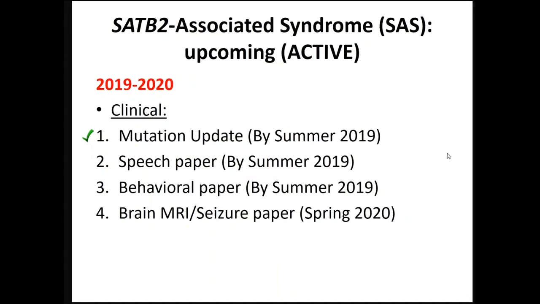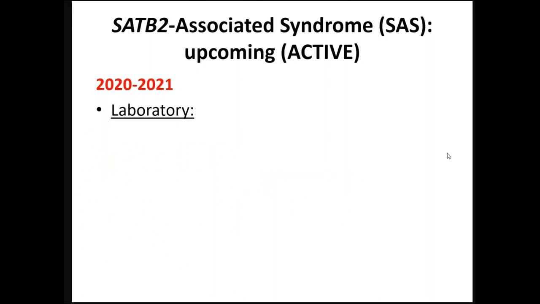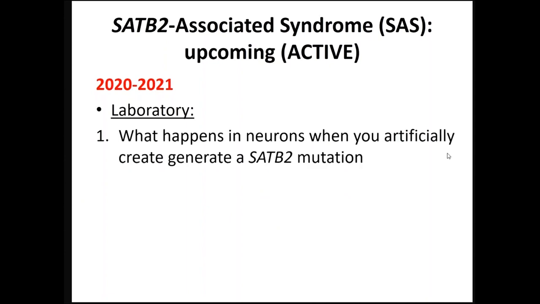We finished our speech paper, we finished our behavioral paper, at least a starting point. Actively working on brain MRI and seizures. Many of you may have received a link from me or asking for help because I identified your child as having seizures, so we're actively working on that. And then on the laboratory and research side, what we call bench research, we, as in me and Dr. Fish, are actively looking at what happens in neurons.